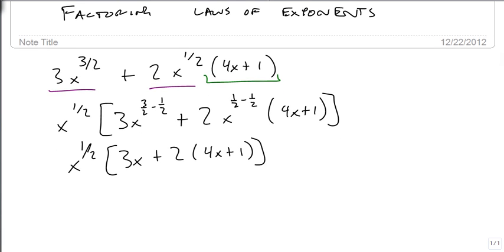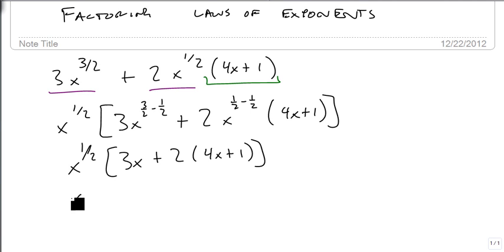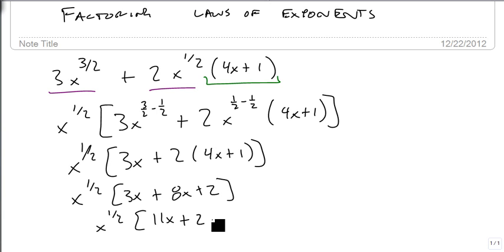Now we don't like parentheses inside of parentheses, so we're going to distribute the 2 and get 8x plus 2. We then combine like terms inside the parentheses and get 11x plus 2, and here is our answer. So remember, we're going to factor like we always have by taking the smallest one out, subtracting it from both of them to get rid of it from one and to decrease the size of the other, and then distribute to get rid of any parentheses that are found.